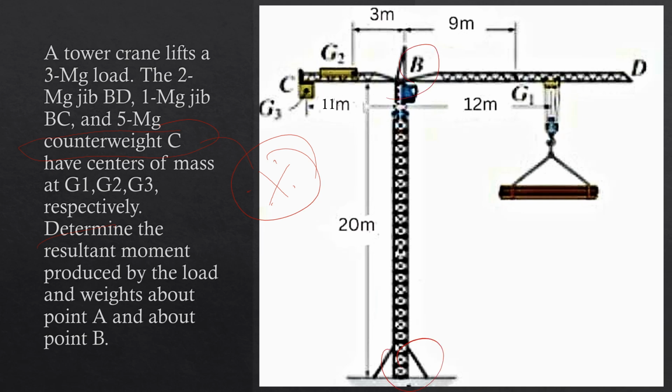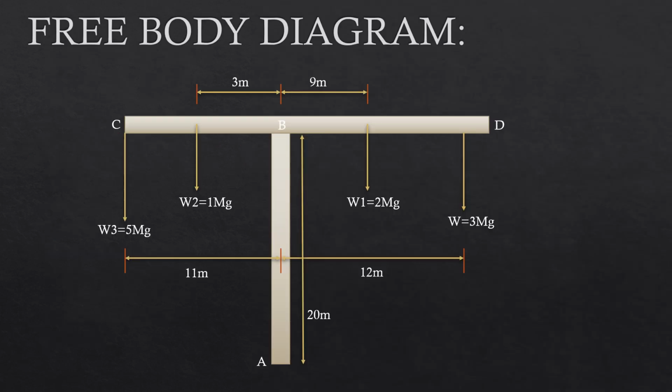Now let us get to know how to solve the question. First thing we have to do is draw the free body diagram. Whenever you get a question, first thing to do is draw a free body diagram. So we drew a free body diagram. Point B is over here, point A is over here. We have W, that's 3 mg, W1 is 2 mg, W2 is 1 mg, and W3 is 5 mg, and the respective distances are also given.